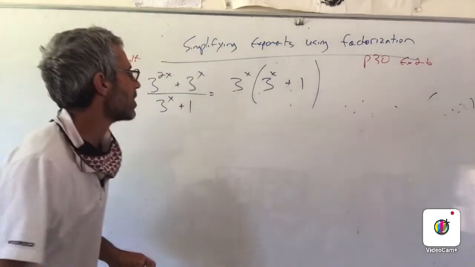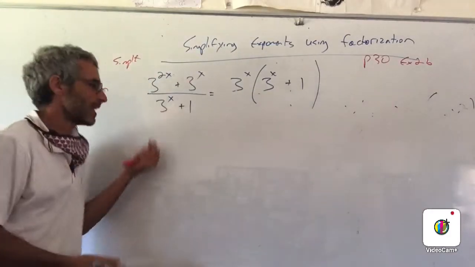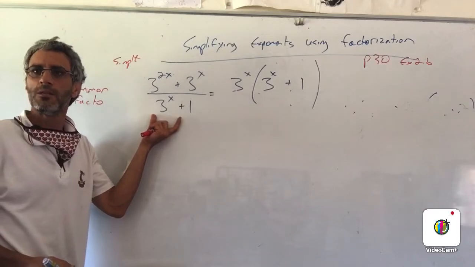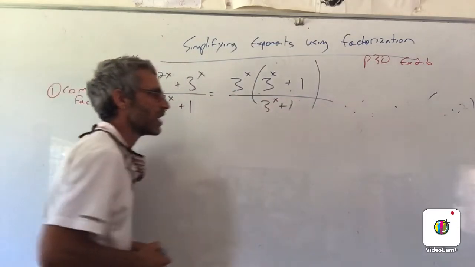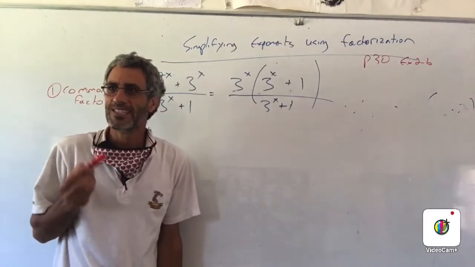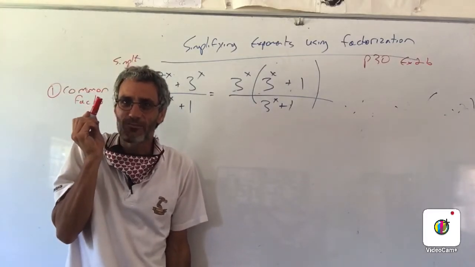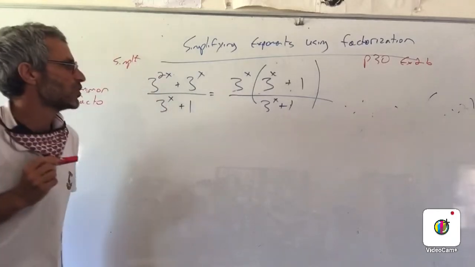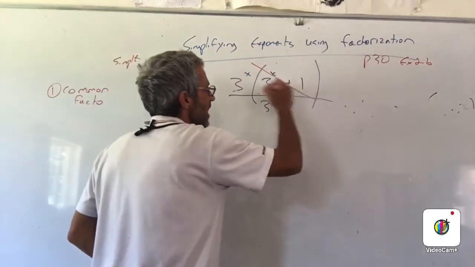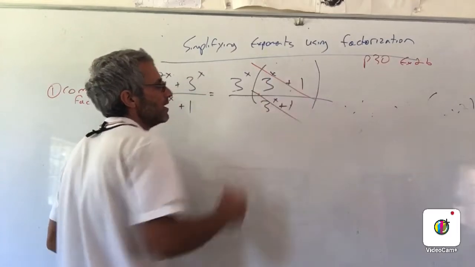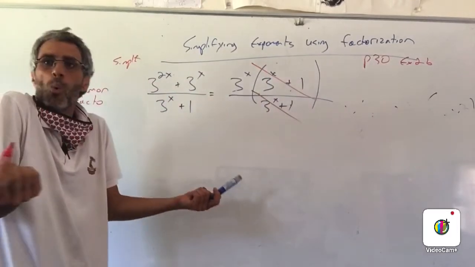Now, at the bottom there's nothing. Can I take any common factor out? Oh, I see what you're doing. You can see already what I'm going to do now. Who am I going to get now? The cross-cancelling monster. What is she going to cross-cancel? That one. That's the same thing. 3 to the power x plus 1 divided by 3 to the power x plus 1 is just 1.